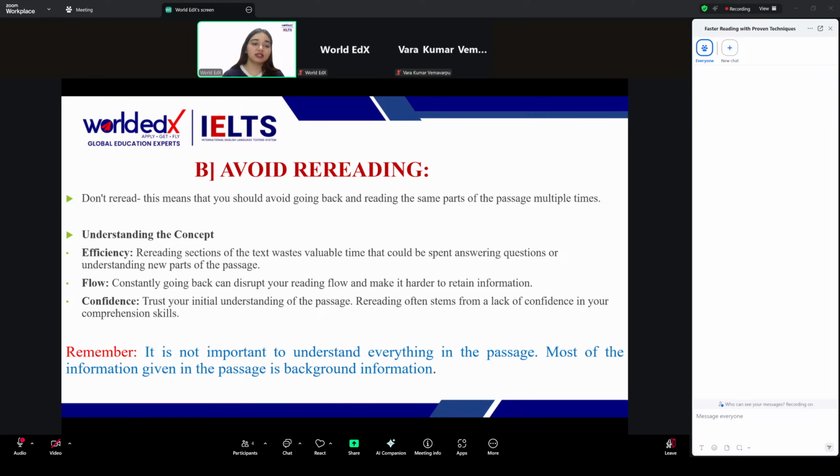So you need to understand this concept. Rereading sections wastes a lot of time that could be spent answering questions or understanding the new parts of the passage. When you keep on rereading, it disrupts your reading flow and makes it harder for you to retain information. And when you have to keep on reading back, it breaks your confidence because then you question yourself, "Oh, did I not understand it the first time?" So when you are reading, keep on marking and highlighting, so that you know where particular text is taken from in the passage, and when you find it in the question, at least you know which paragraph to refer to.